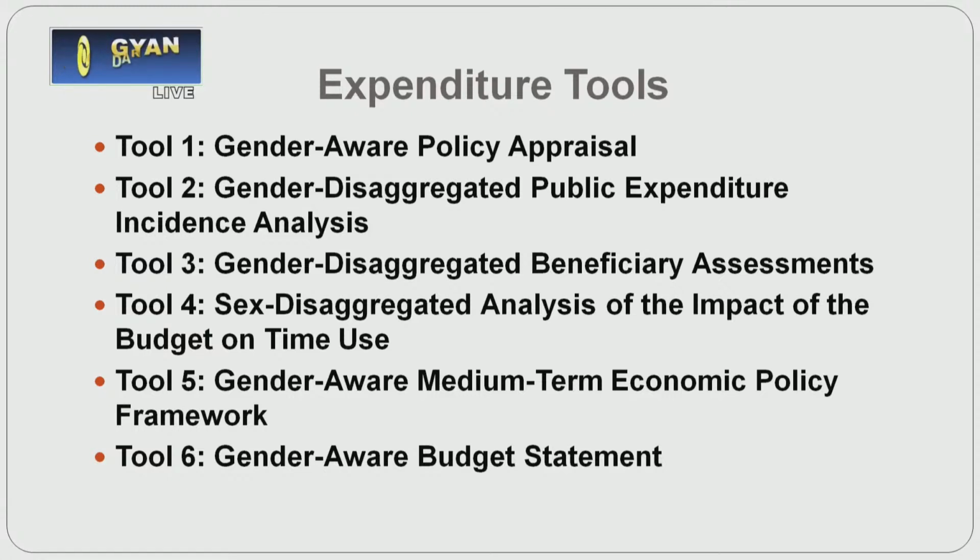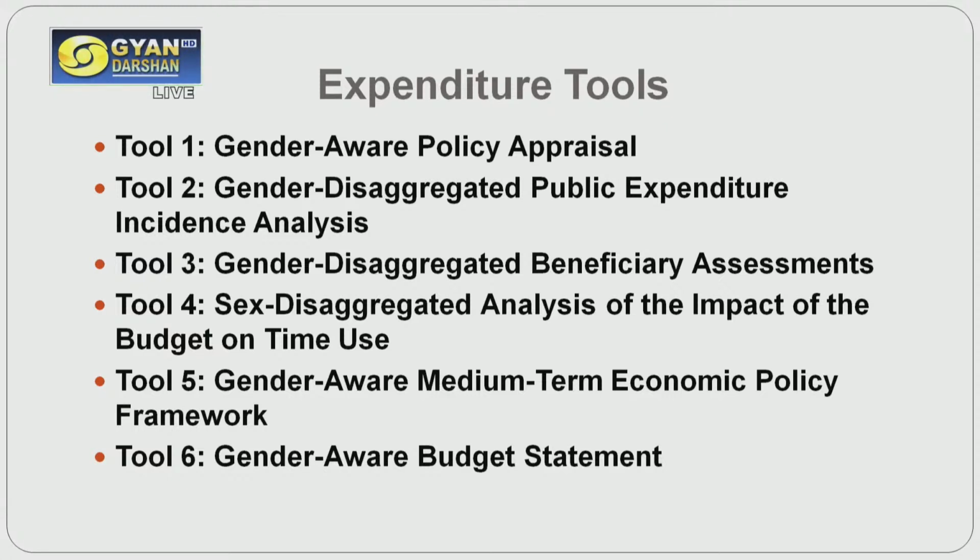The last expenditure tool is the gender-aware budget statement. You all know the budget is not only a revenue and expenditure statement of the government. The budget talks about the government policies, the direction in which the government wants to move forward, and what type of initiatives they want to take for a certain period of time, like a 5-year or 3-year period. So the budget is a very significant tool.